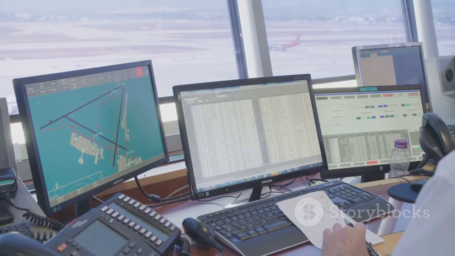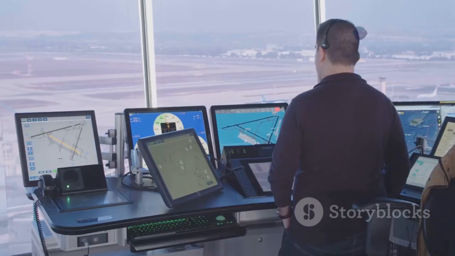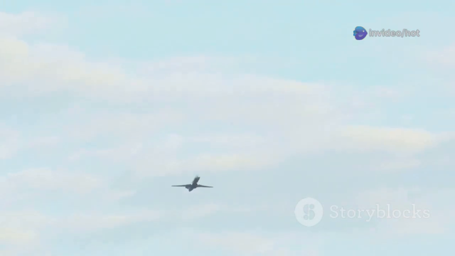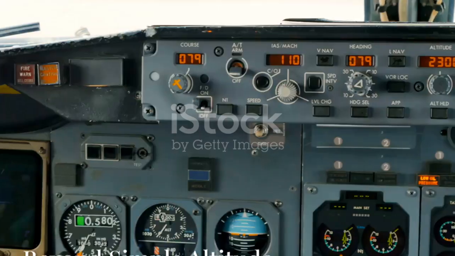This system of vertical separation is not arbitrary. It is based on well-defined principles and procedures. These are known as flight level allocation rules. Join me as we navigate the vertical dimensions of flight.